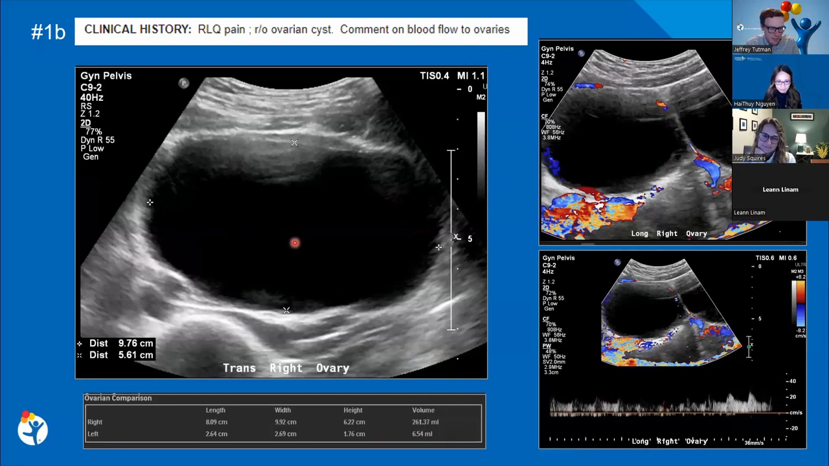So this was a patient that did end up being a torsion. Again, just highlighting that you have this big simple cyst, the volumes and the ratios are definitely in that range where we would be concerned about this. So again, we just can't rely on flow to exclude the diagnosis of torsion.